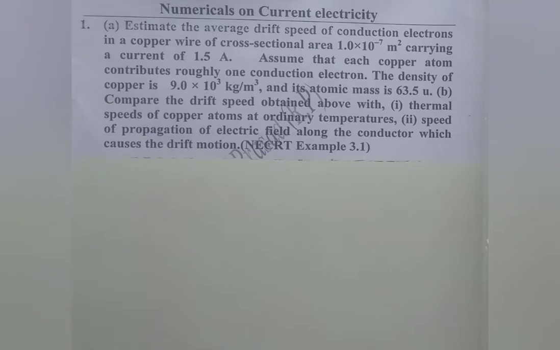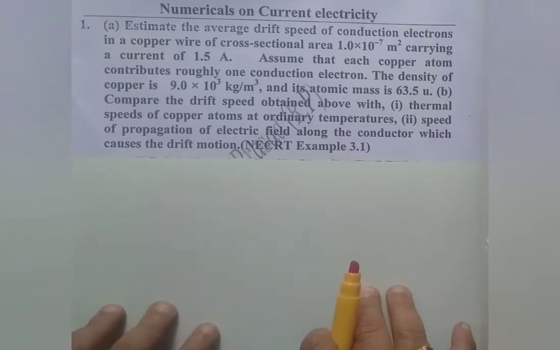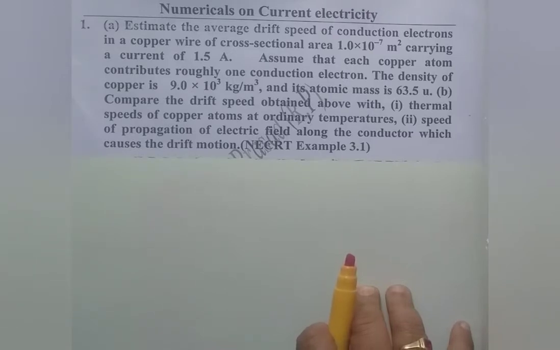We learn in this session some numericals and some concepts in electric current. Say first numerical, which is an example in the textbook. We read: estimate the average drift speed of conduction electrons in a copper wire of cross-sectional area 1 into 10 raised to minus 7 meter square carrying a current of 1.5 ampere. Assume that each copper atom contributes roughly one conduction electron. Density of copper is 9 into 10 raised to 3 kg per meter cube and its atomic mass is 63.5 U. U means atomic mass unit.